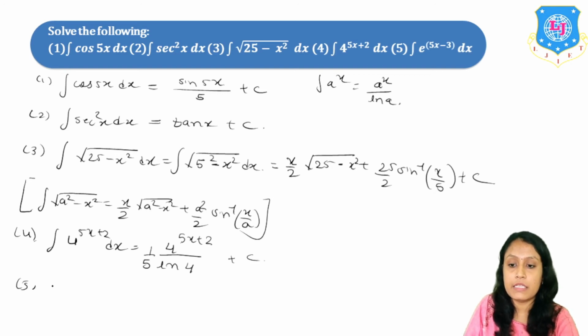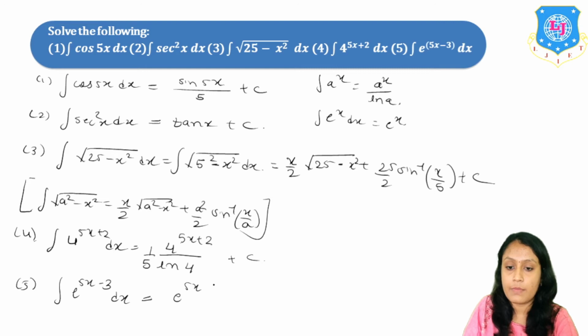Next example is integration e raised to 5x minus 3 dx. Integration of e raised to x dx is e raised to x. So this integration is e raised to 5x minus 3, but again the coefficient of x is 5, so divide it by 5, so this will be your answer.